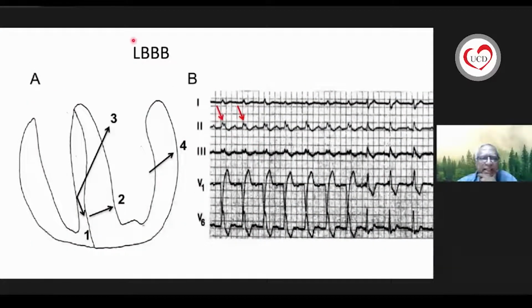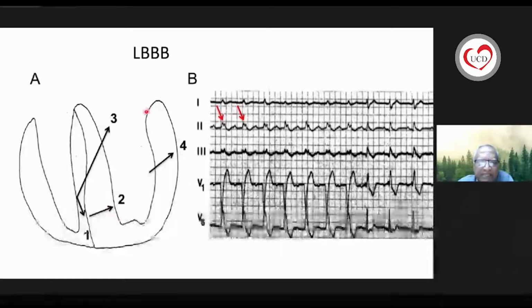Switching gears to left bundle branch block. As I said earlier, the initial activation in all of us is through the left bundle and a left to right activation that gets disrupted in patients with a left bundle branch block, especially if the left bundle branch block is accompanied by left anterior fascicular block.